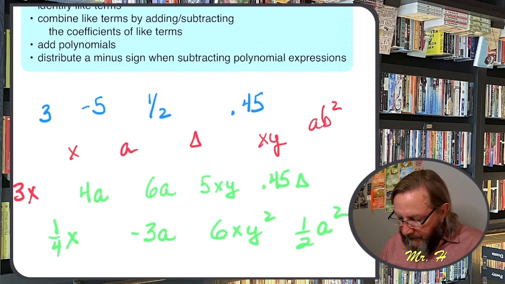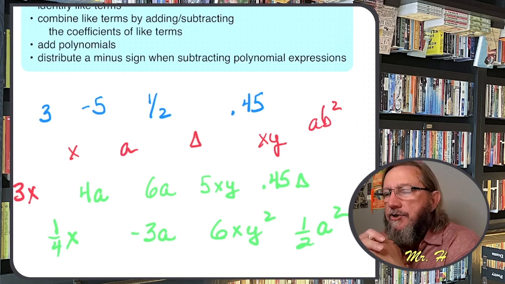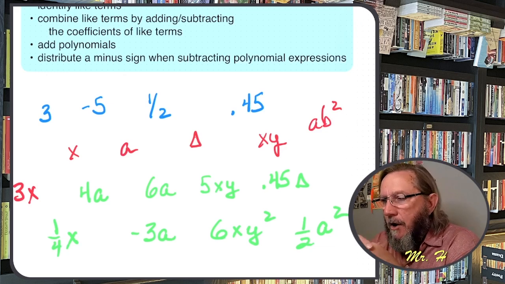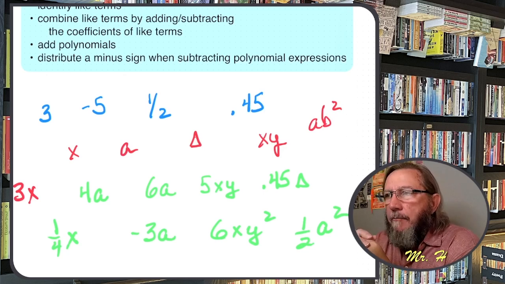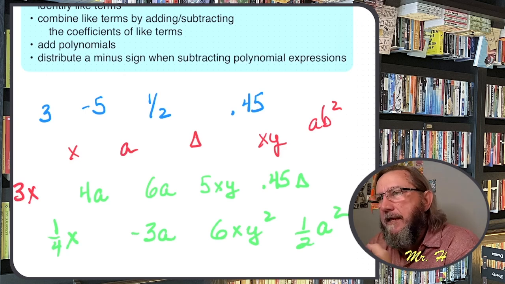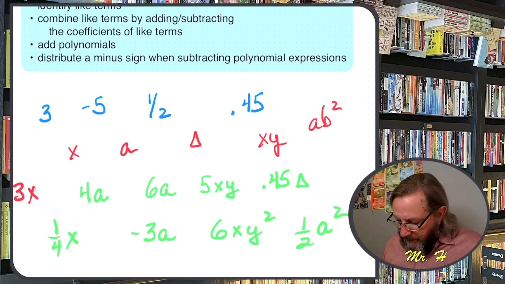Let's take a look at these, because the next thing we have to do, once we understand what a term is, and all of these things are terms, is to be able to identify which ones are like terms. Now, by definition, a like term is any term that has the same pattern of variables and has the same pattern of exponents. It's real simple. Same variables, same exponents. So let's look at what I've got down here.